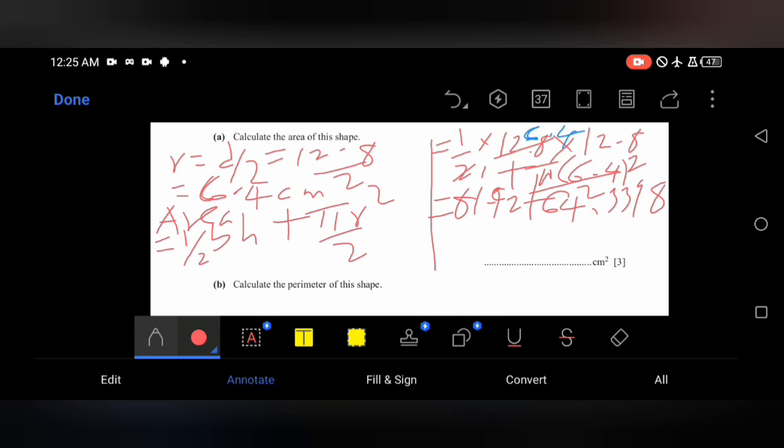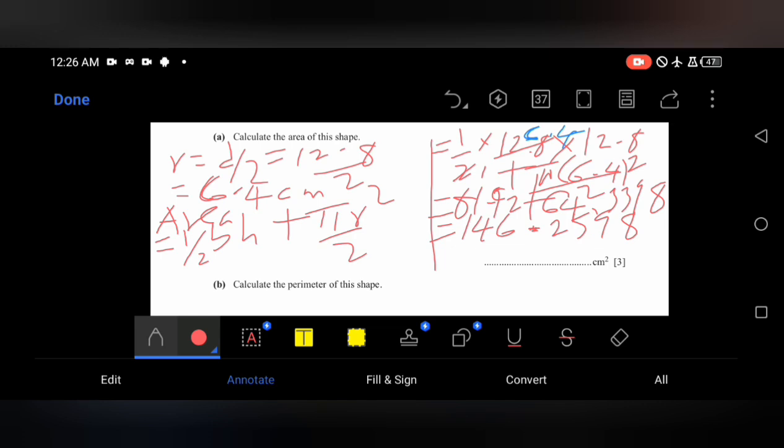Now the addition of this will give us 146.2598, that is 146.2598 in centimeter square. Now we can leave our answer based on the IGCSE specification.